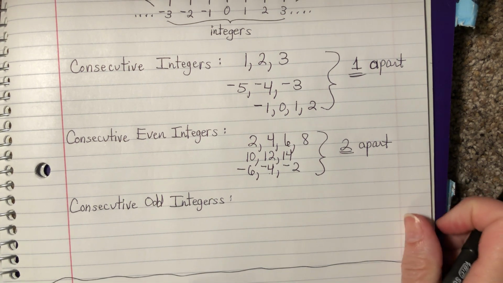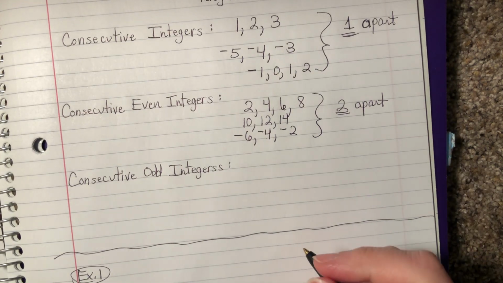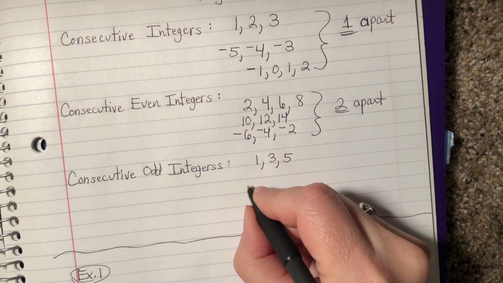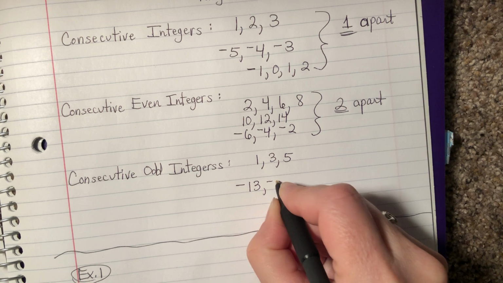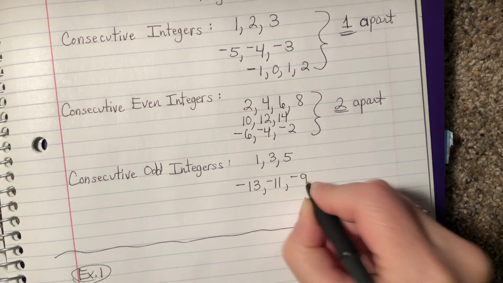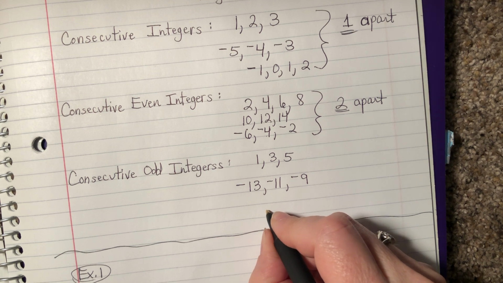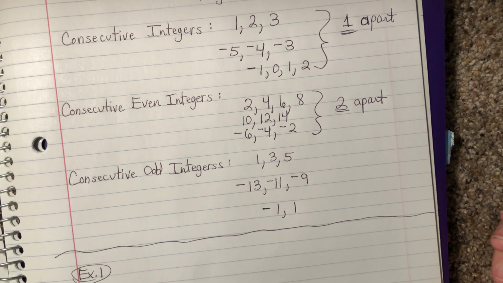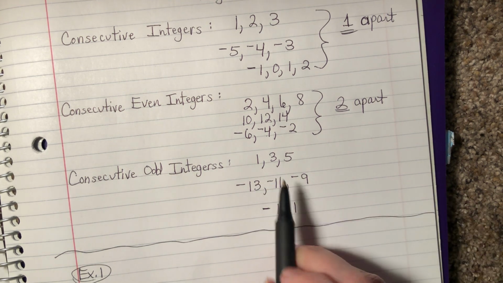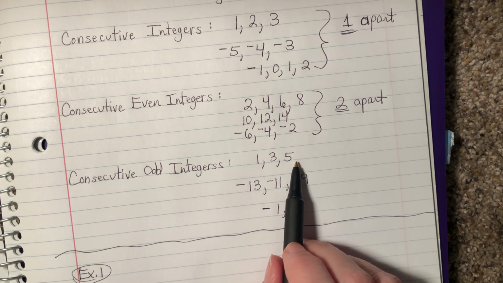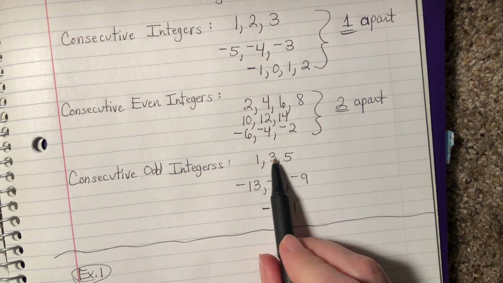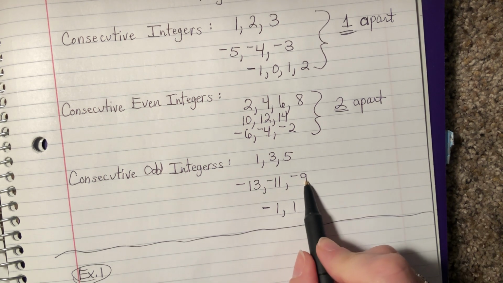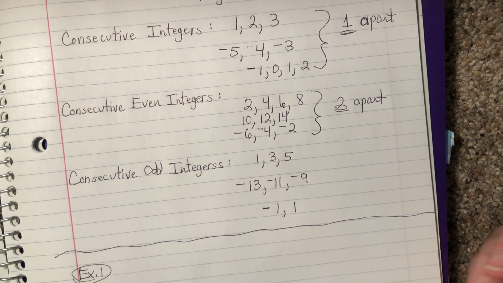All right, now we're going to look at consecutive odd integers. That would be like 1, 3, 5. Or -13, -11, -9. It could be -1 and 1. So odd integers, now remember, odd integers can't be divided by 2. That's what makes them odd. And 3 is the next consecutive odd integer up from 1. -9 is the next consecutive odd integer up from -11.